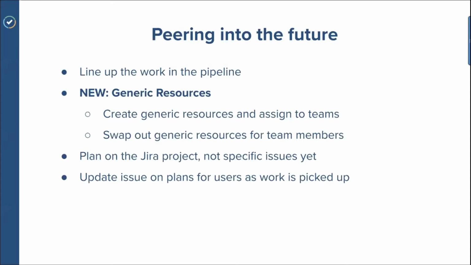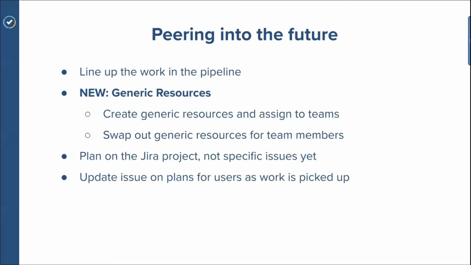The planning on a Jira project is really a unique feature of Tempo Planner. You can also still, of course, plan on epics and other issue types within the project. But when you are a resource manager looking across teams and wanting to plan further into the future, you may want to keep a high-level placeholder of a team on a project. So you can do that with generic resources as well. I'll show you how flexible it is in the demo.